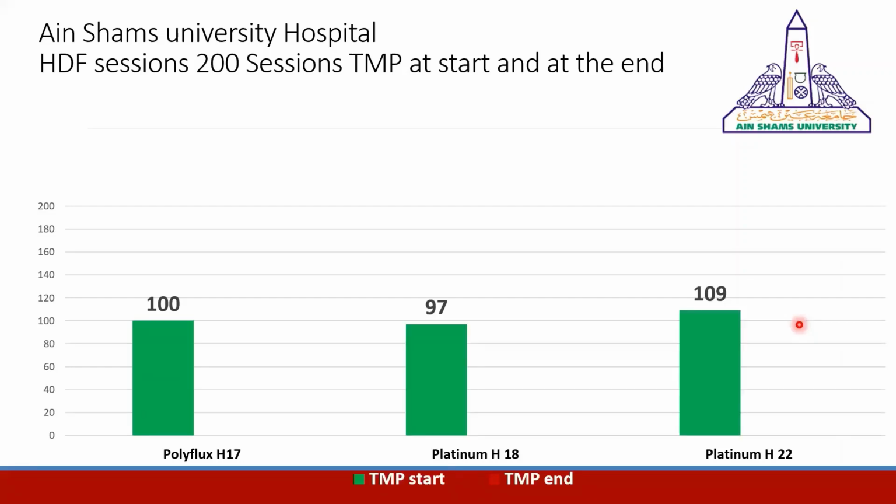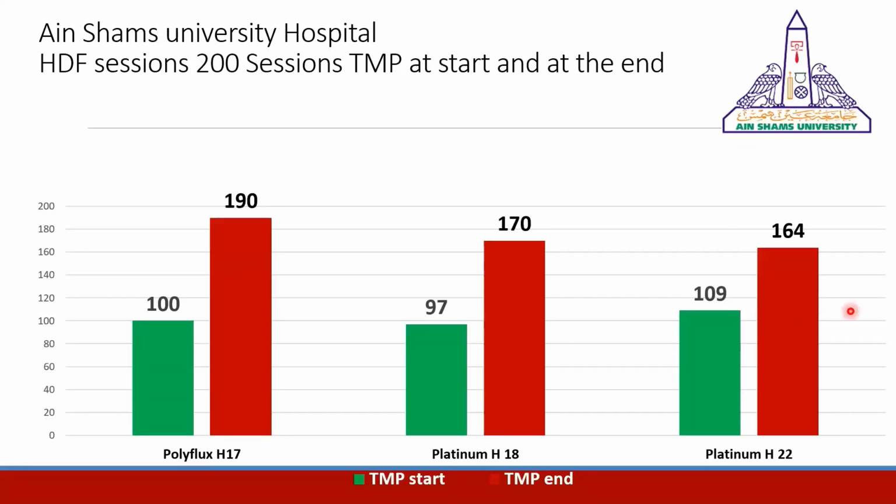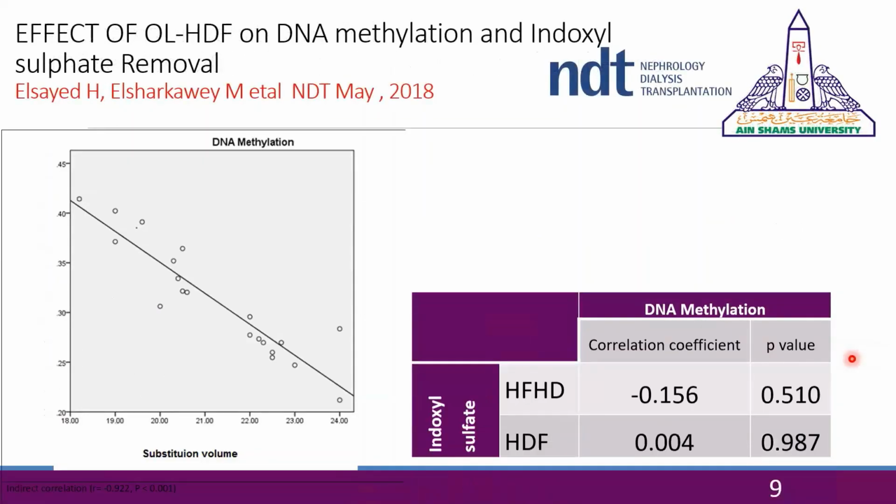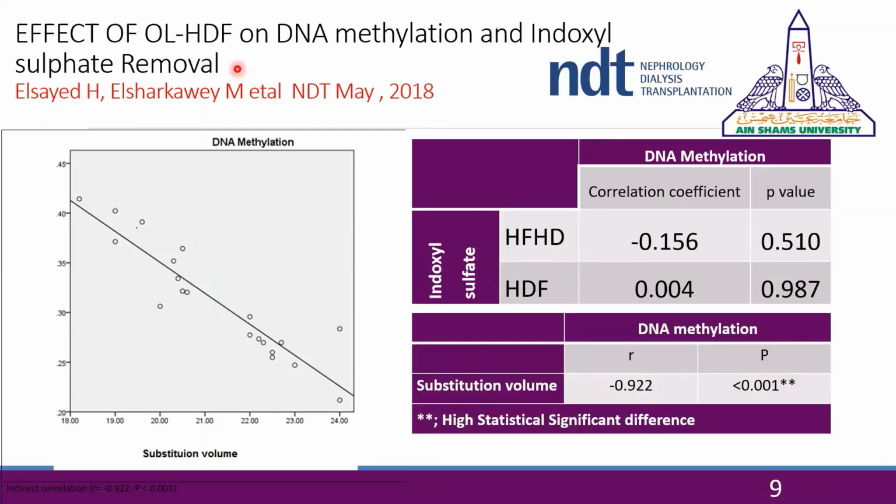In our clinical studies at Ain Shams University, we always go to the higher surface area of the dialyzers because the transmembrane pressure differs between the start and the end of the dialysis session. So we usually go beyond 2.0 square meters for hemodiafiltration. In our studies as well, we found that with online hemodiafiltration there is improvement in DNA methylation and indoxyl sulfate removal, and this is completely dose dependent on the substitution volume in the post-dilution hemodiafiltration technique.